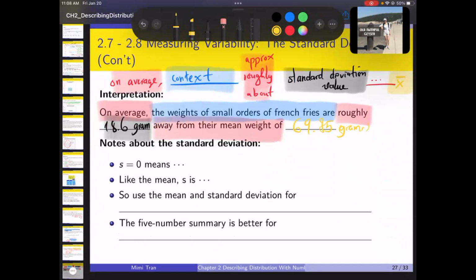On the exam, you will be asked to interpret the standard deviation. That is the generic way of doing it. So you always start out with "on average," and then context, right? And then you say approximately or roughly or about, and then the standard deviation value away from the mean weight, mean height, mean age, whatever, of the sample mean values. Okay.